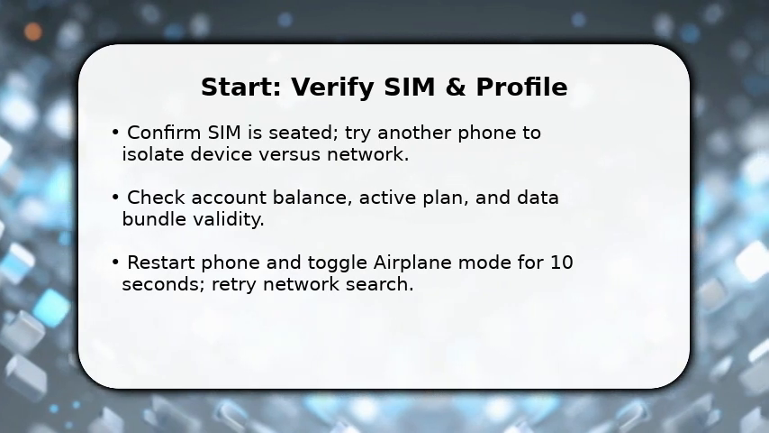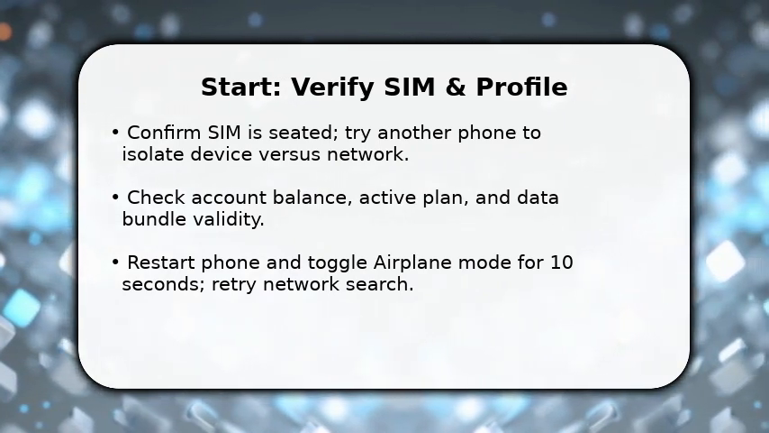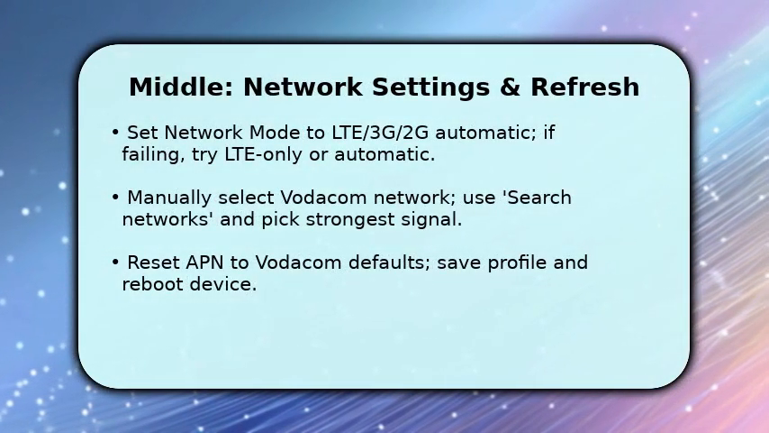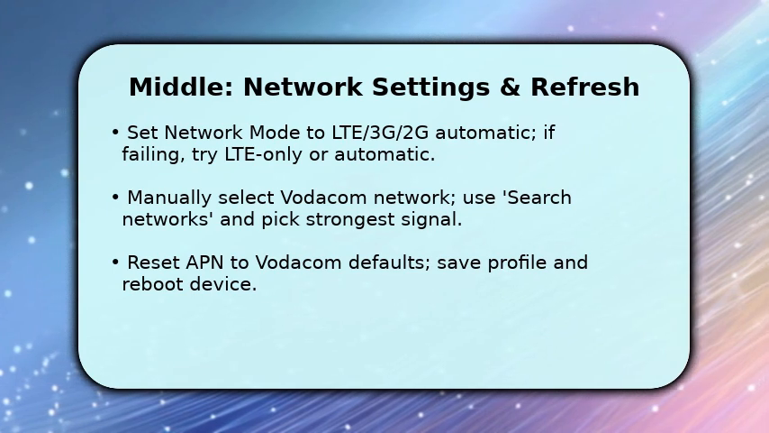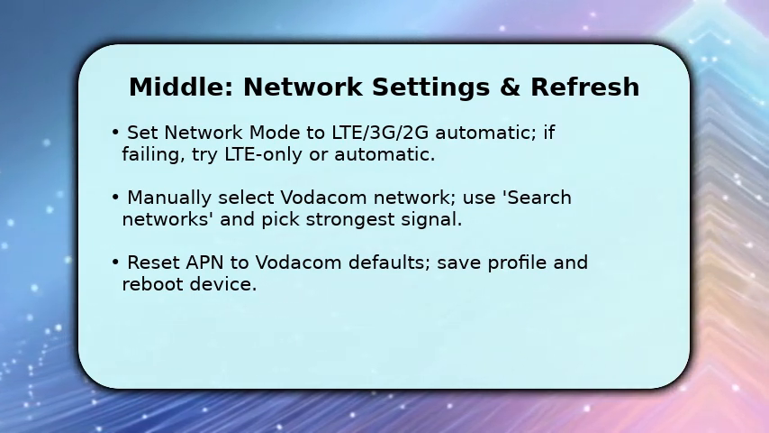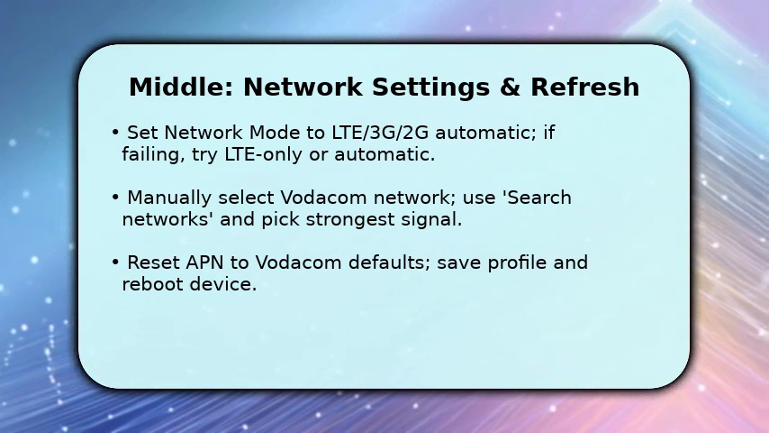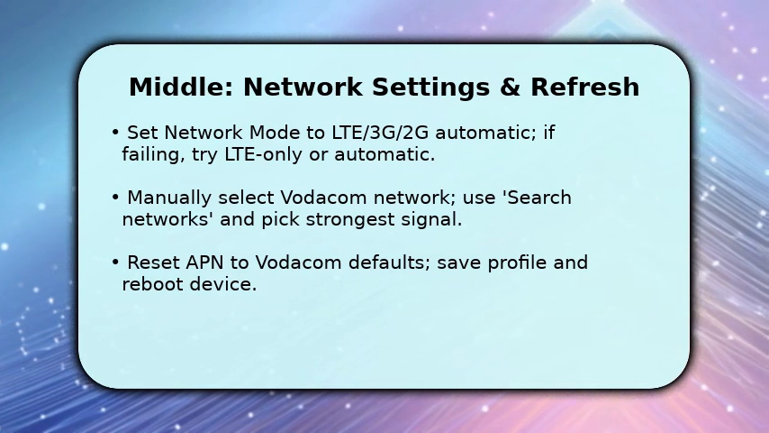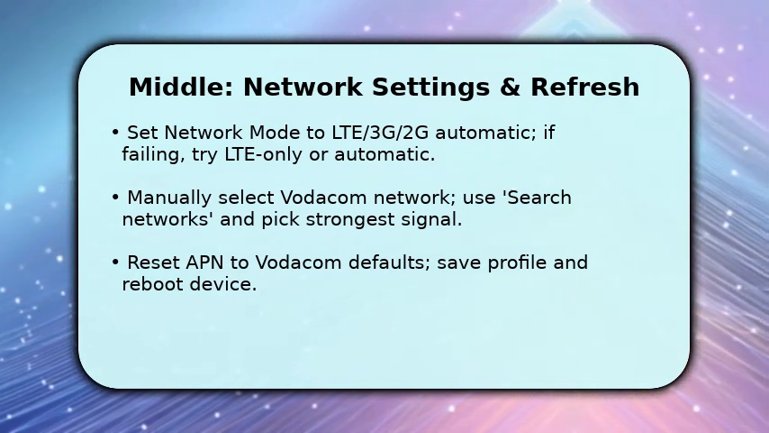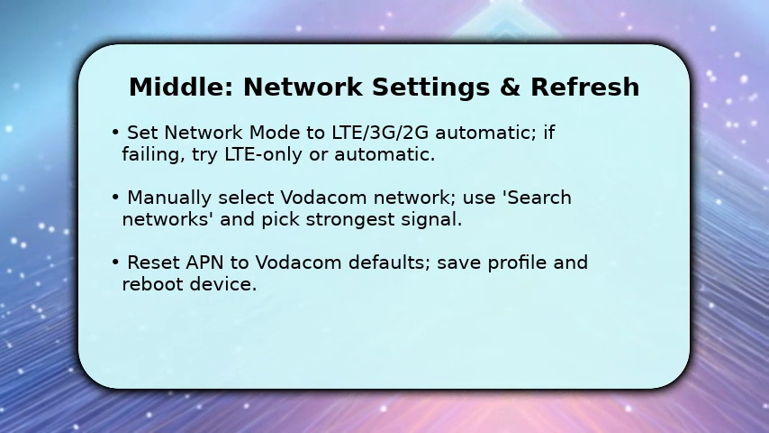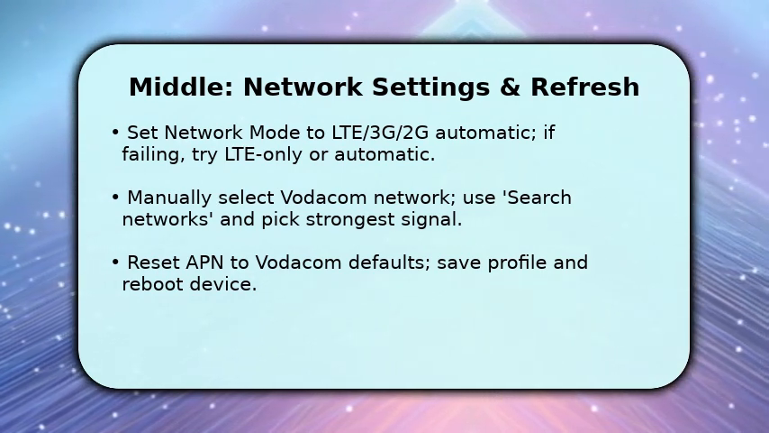Now you focus on settings that control connectivity. Set network mode to automatic so the phone can fall back between LTE and 3G. If automatic keeps failing, force LTE only briefly to test. Next, manually search and select the Vodacom network to avoid roaming mismatches. Choose the strongest cell if multiple appear. Then reset the APN to Vodacom defaults, save the profile, and reboot. This ensures data routing and authentication.